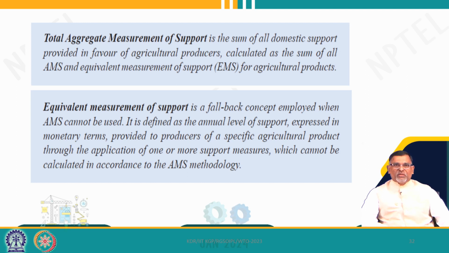So, the total measurement of support is the sum total of all domestic support provided in favor of agriculture producers, calculated as the sum of all AMS and equivalent measurement of support for agriculture products. So, AMS and EMS, equivalent measurement of support. Aggregate measurement of support is the total amount which can be spent by any government for the agriculture sector per year.